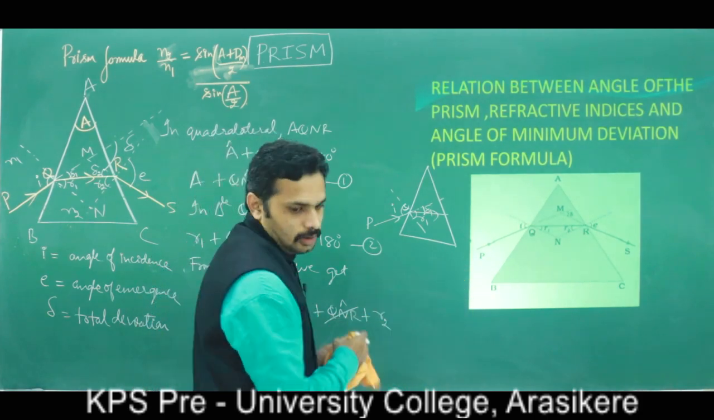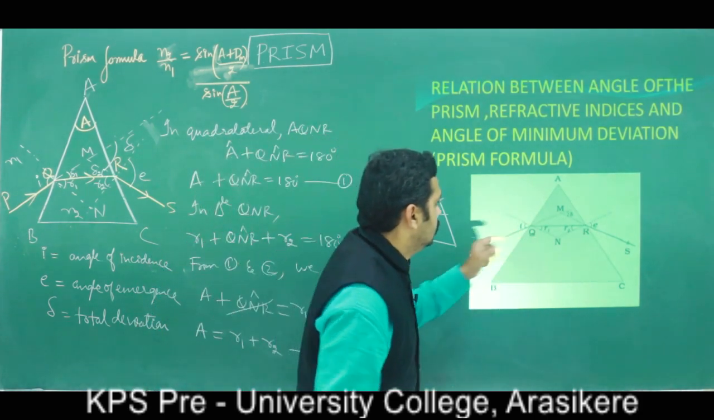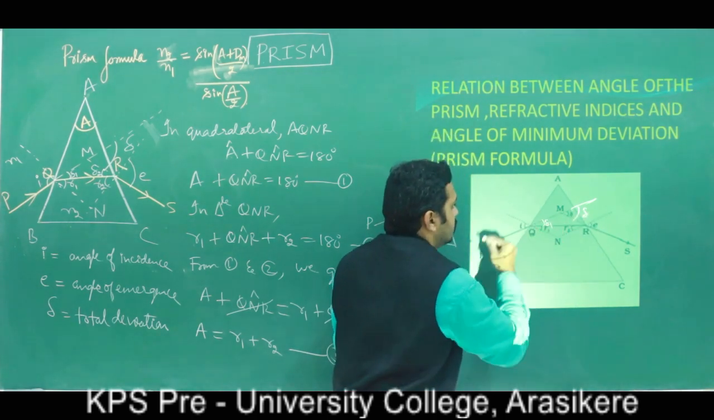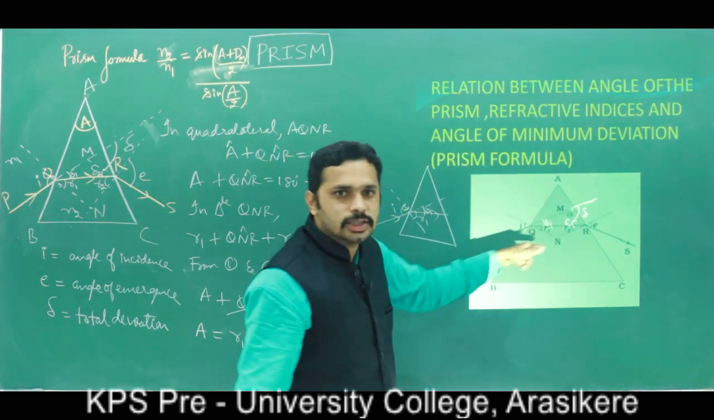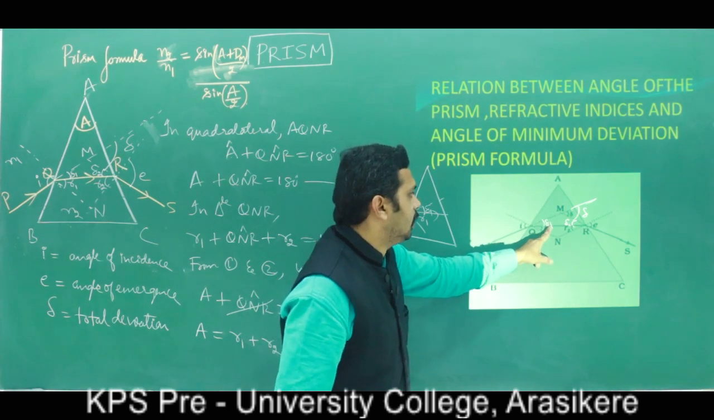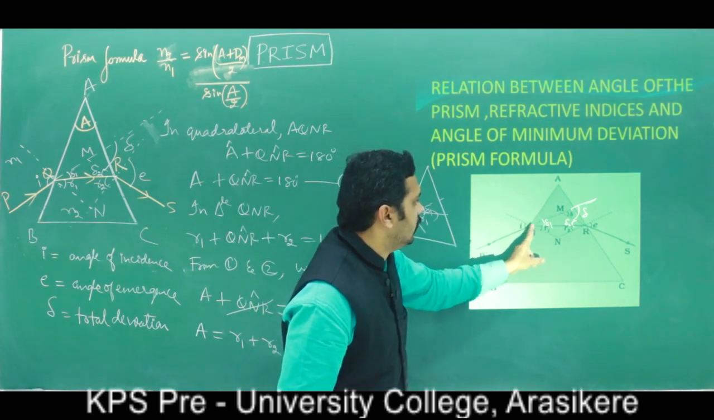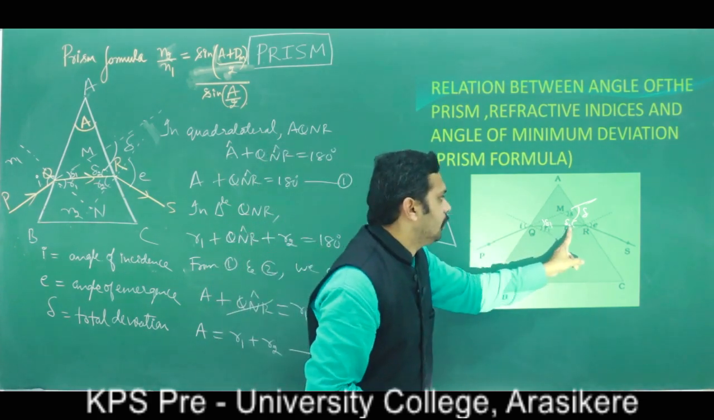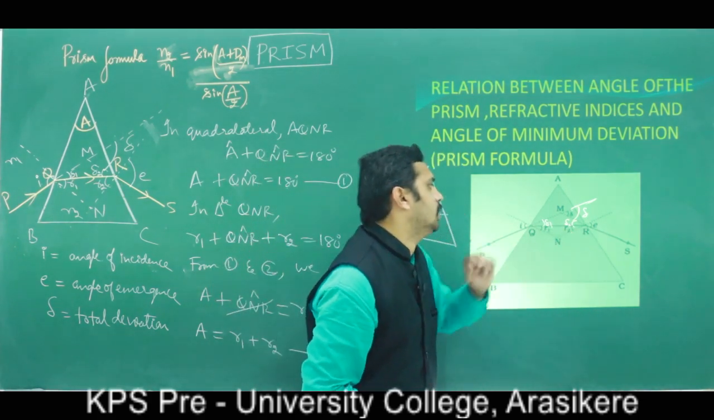Look here. This is the total deviation delta. This is the deviation for the first surface, and this is the deviation for the second surface. Now what is the deviation delta 1? The deviation delta 1 means I minus R1. I minus R1 is delta 1. And delta 2 is E minus R2.